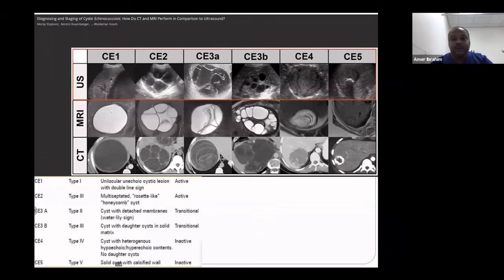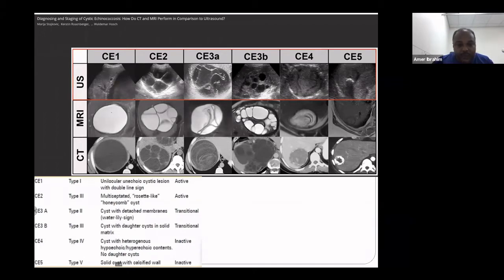In general, during my residency, I was thinking all the time that we have only one type of hydatid cyst, but actually we have five types, and not all of them necessitate treatment. If you look at this CT scan, you will find five different types. The first one is the unilocular anechoic cystic lesion, which is CE1. You will see double layers formed from the true endocyst of the hydatid itself, and the ectocyst, which is the host reaction from the adjacent tissue.